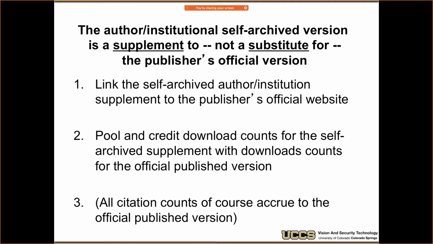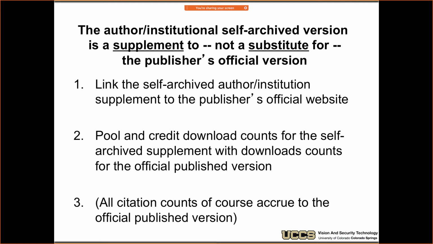Link the self-archived author's version to the official publisher's website. arXiv does this in an official manner. When your paper gets published, you can go back into arXiv and say, here's the DOI of the official publication. And then arXiv now knows this is the preprint of that paper, and possibly the errata of that paper.